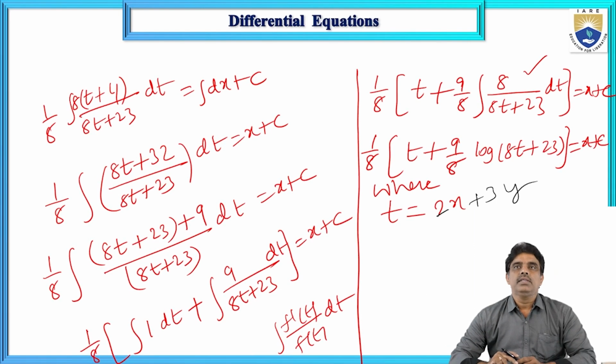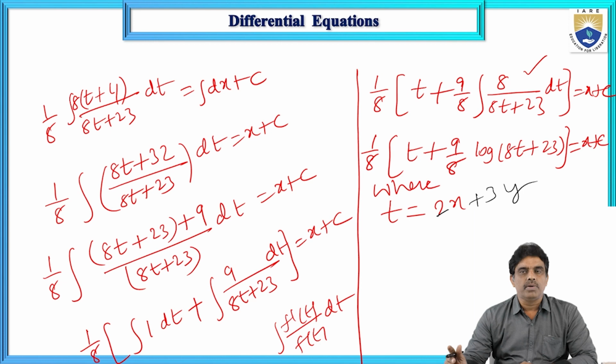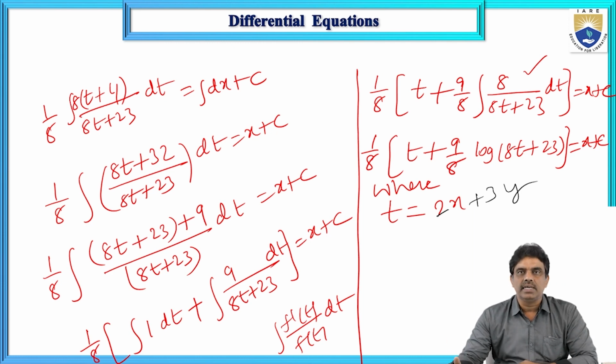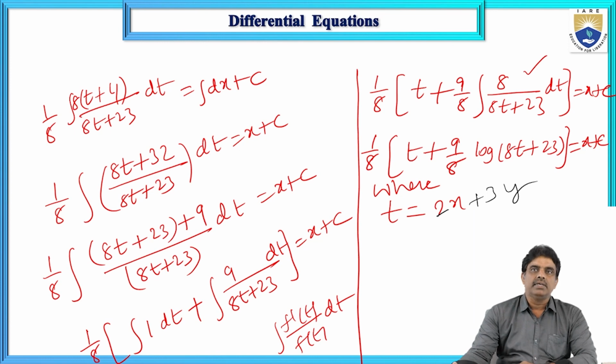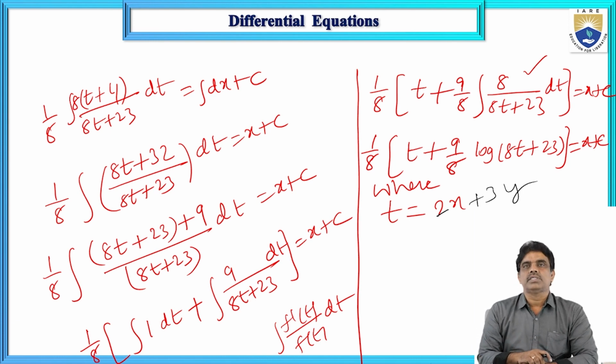So far we have seen three methods to solve first order and first degree differential equations. The first method is variable separable form, which is a very easy method. By separating the variables and integrating, you get the solution. In the second method, we have seen homogeneous differential equations. If the given differential equation is in the form of a homogeneous differential equation, we take the substitution y is equal to vx.